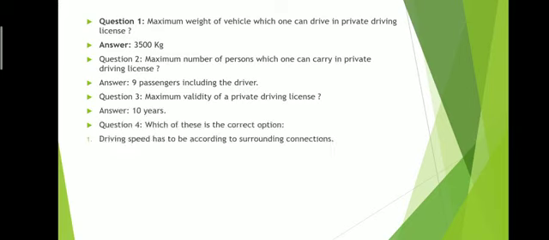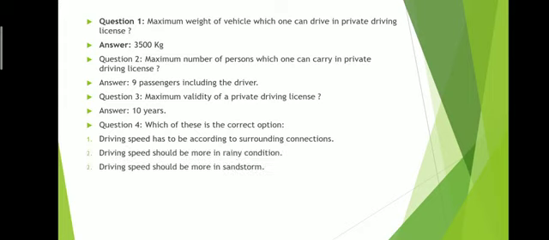Which of these is the correct option? Driving has to be according to surrounding conditions: speed should be lower in rainy conditions, in a sandstorm, and around schools. So the correct option is that driving speed has to be according to surrounding conditions.